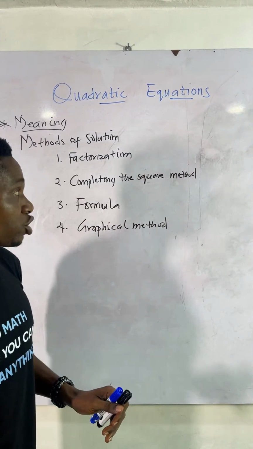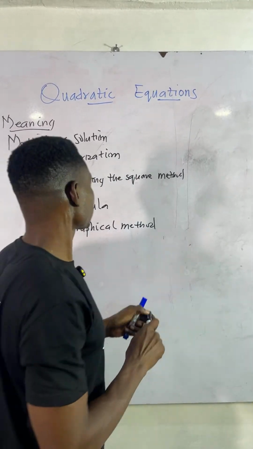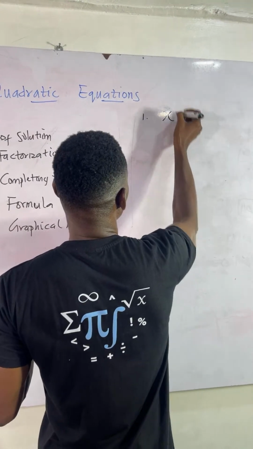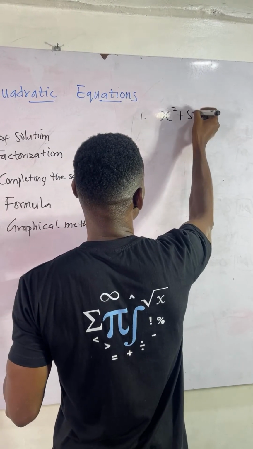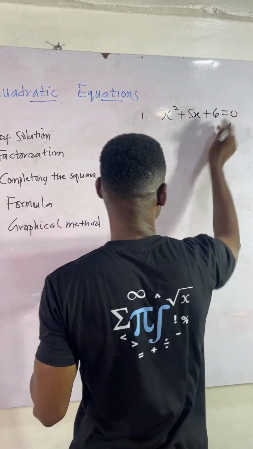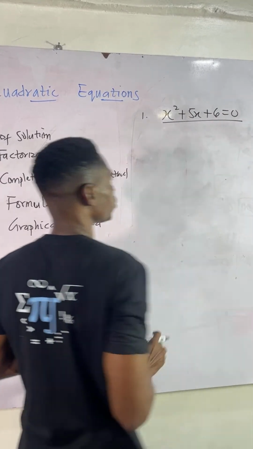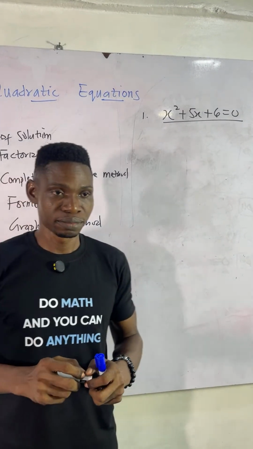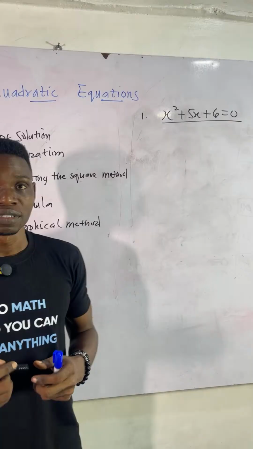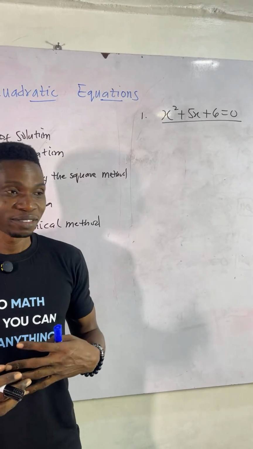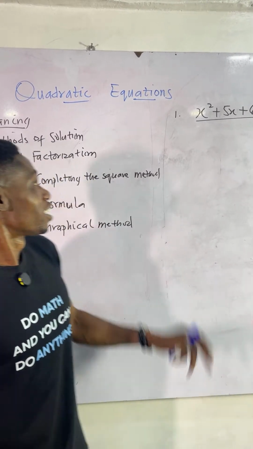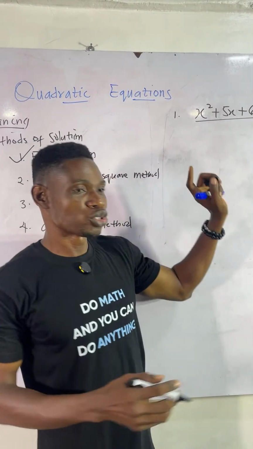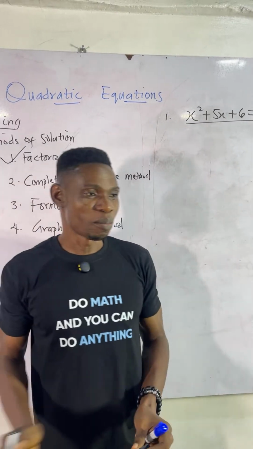Okay, so factorization method. Let's pick an example. x squared plus 5x plus 6 equal 0. And this is a quadratic equation. Now we want to solve it by factorization. So we're picking an example. We want to solve it by factorization method.